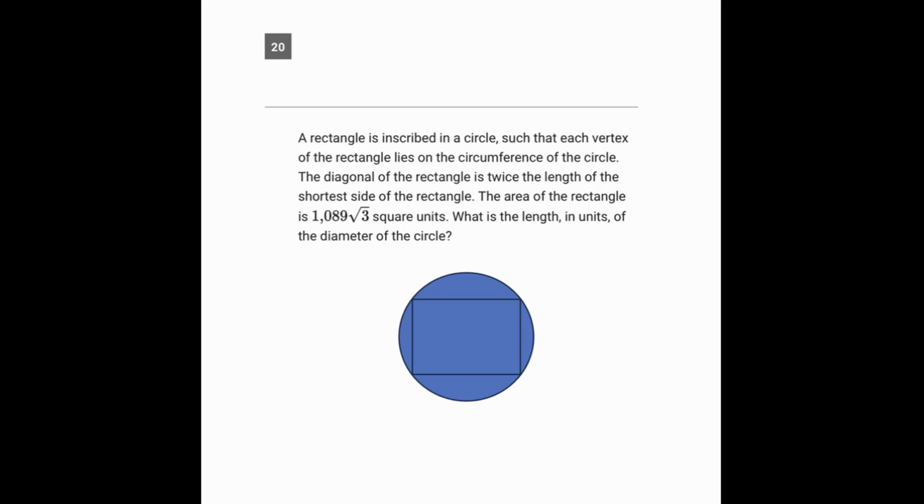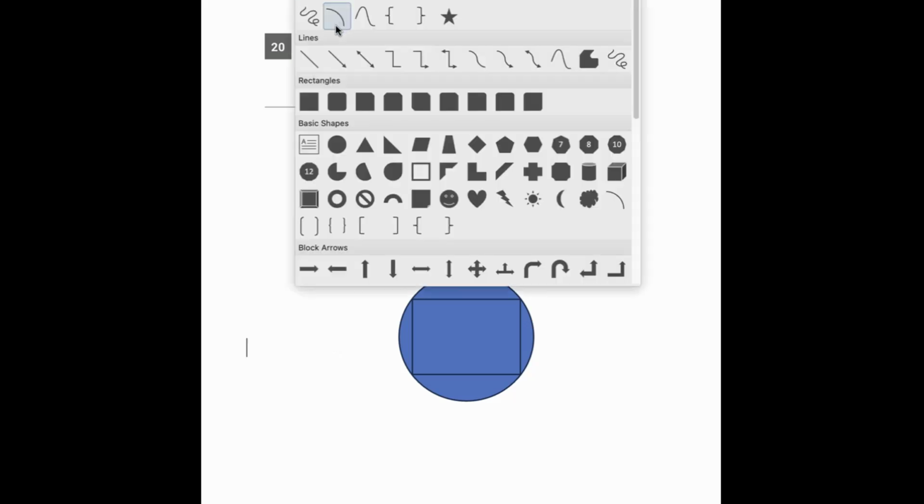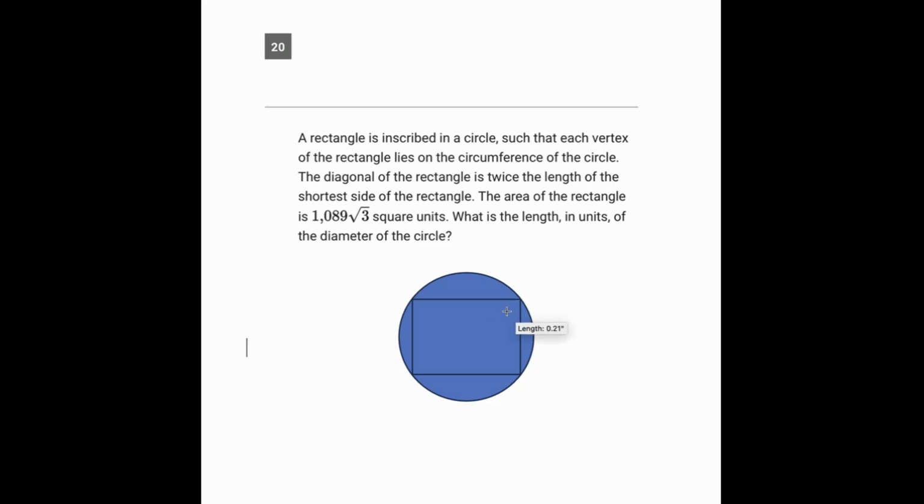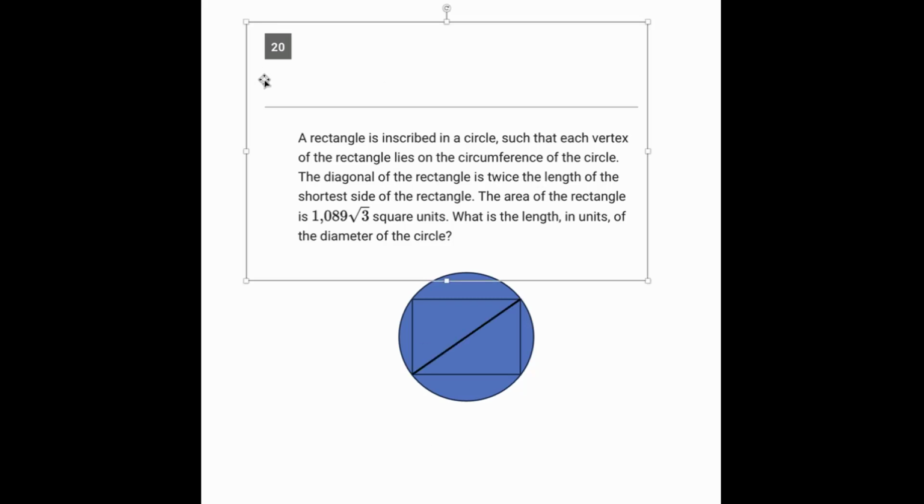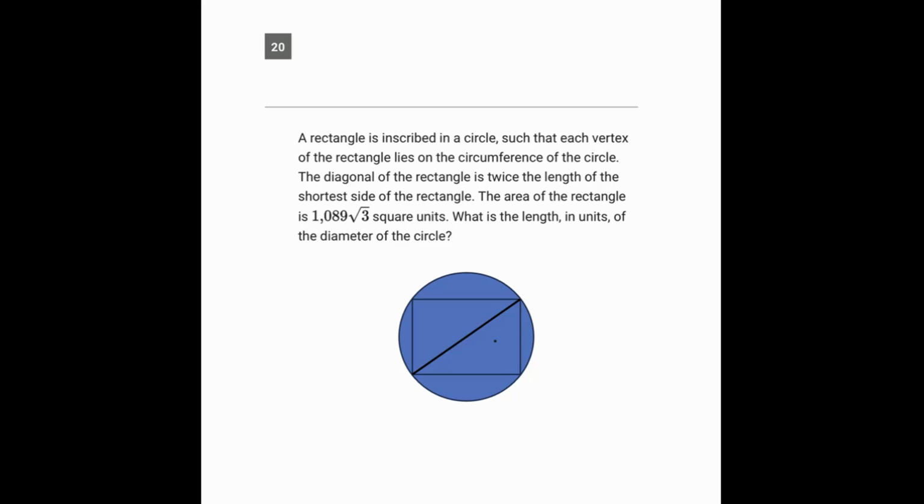Now the diagonal of that rectangle, so we can draw that too, just a diagonal segment going across. And it looks a little bit like that. That diagonal is twice the length of the shortest side of the rectangle. So if this is x, the diagonal is 2x.